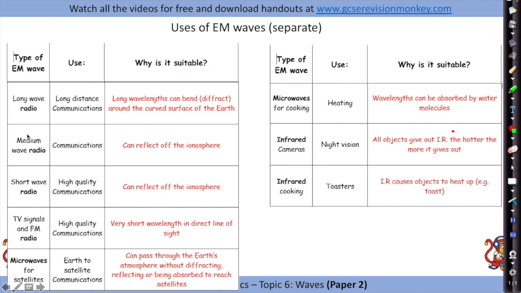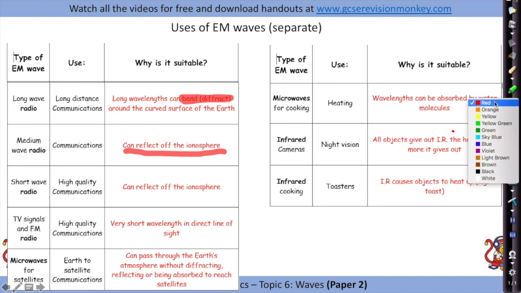Okay, so uses of electromagnetic waves. So here are a few uses of them, and for separate science you need to know why they're useful, why they're suitable. So long wave radio is good for long distance communications, and the reason why is because it can bend or diffract around the surface of the Earth. So it doesn't travel into space. Basically, it'll bend around the surface of the Earth. Medium wave radio is a slightly higher quality radio communications, and this one can reflect off the ionosphere. So again, it can travel pretty long distances.